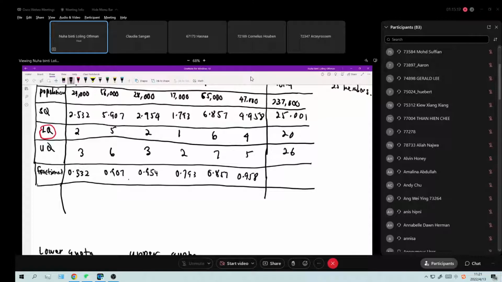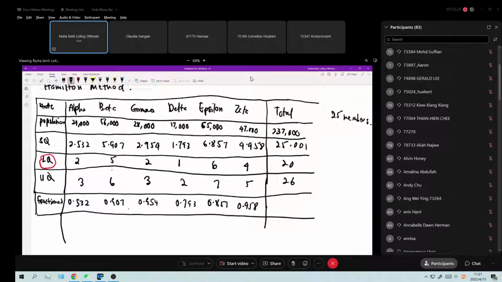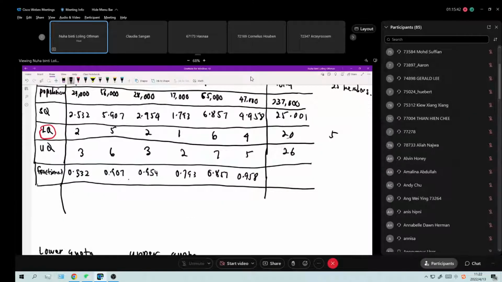When you use this one, you know there are 5 extra seats, because there are 225 members, and for Hamilton you use the lower quota, and you can see that the total here is 220 only. So what happened to these 5 seats?